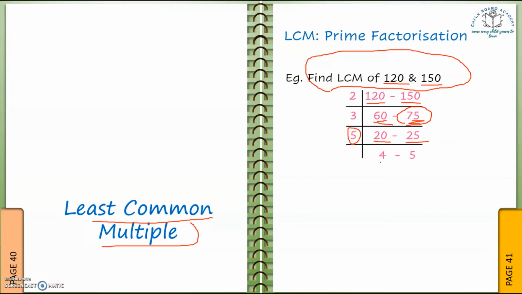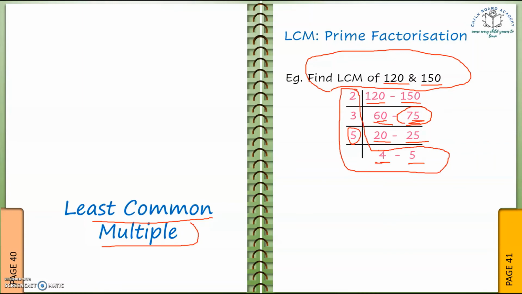So 5 4s are 20, so we got 4 here. Then 5 5s are 25, so we got 5 here. Now instead of dividing further, we can simply stop here and multiply these numbers together to get the LCM.